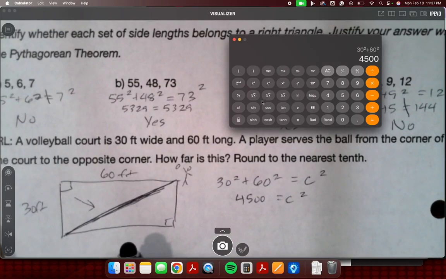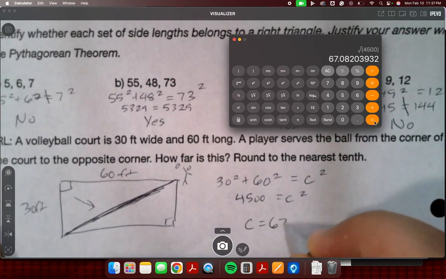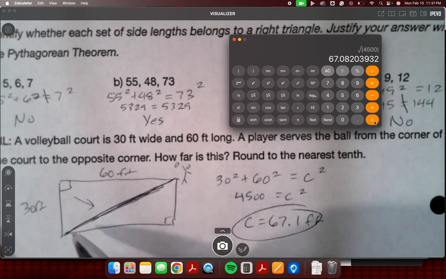I think that's that one right there. So square root of 4,500. We'll round to the nearest tenth, so that's 67.1 feet. So the length of her serve, or his serve, from the back corner to, well, from his corner to the other corner is 67.1 feet.